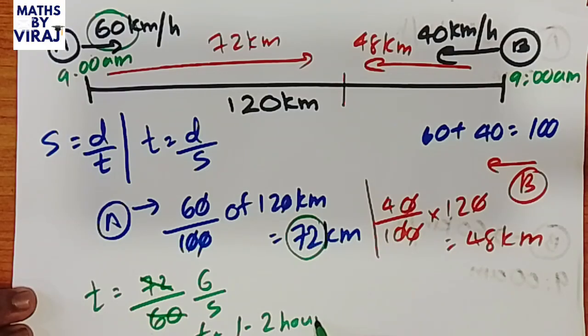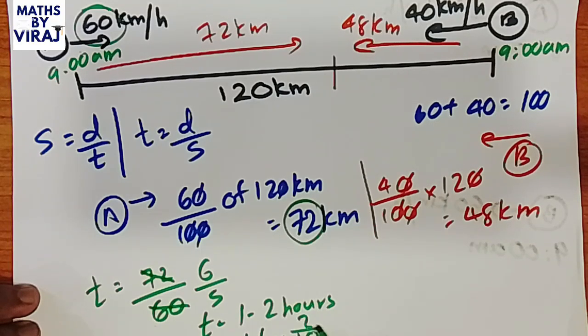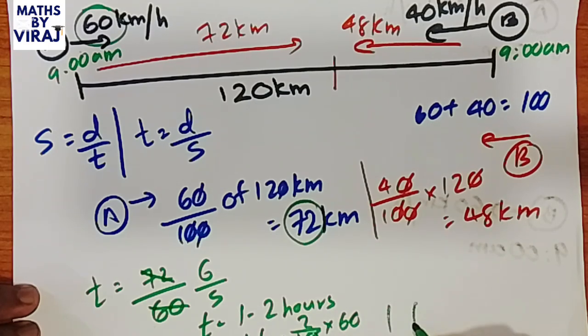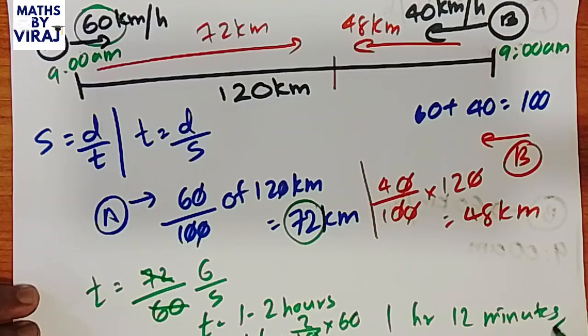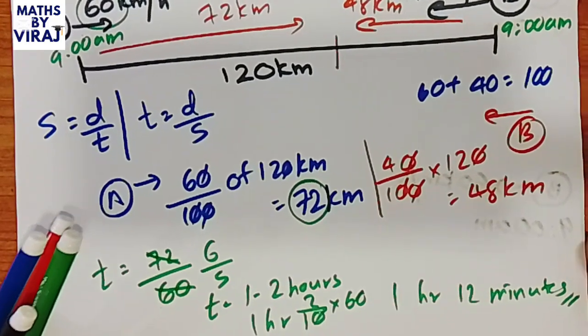So now the time we have is 1.2 hours. What is 1.2 hours, children? We know 1 hour is 60 minutes, so that is 1 hour and 12 minutes. They both meet each other, right? So now this is a very nice calculation that we all have.